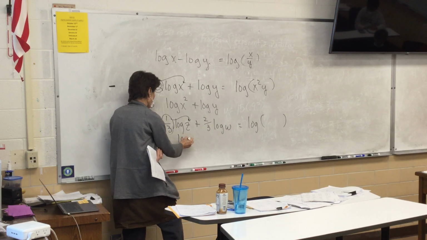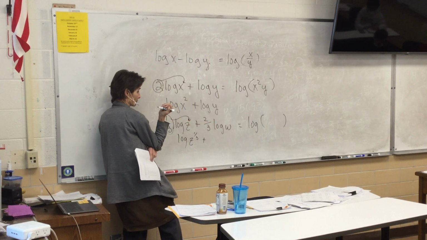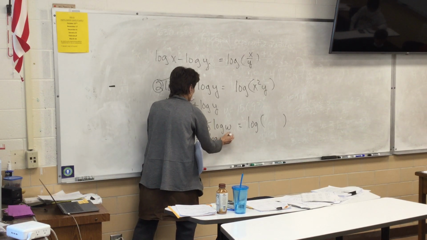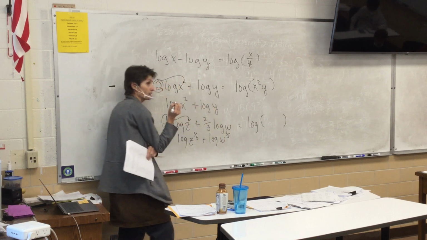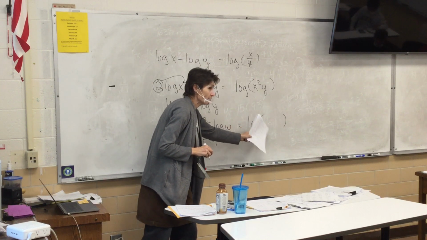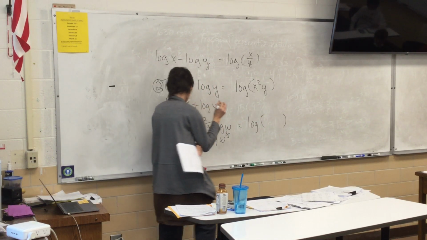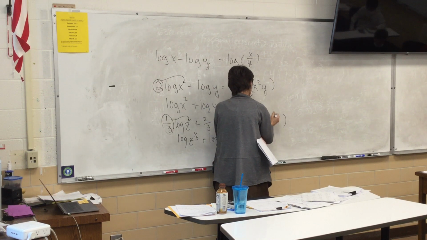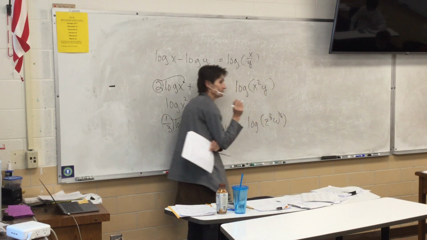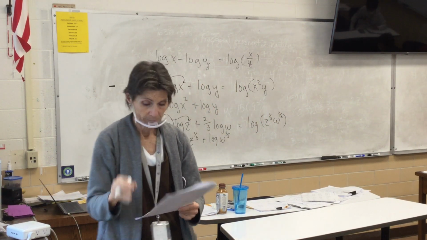So this is going to be the log of z to the 1/3 plus what? Log w 2/3. Yep. Now, since that's a plus, when I put these together, I'll put them together as a multiplication. So it'll be the log of z to the 1/3 w to the 2/3. Okay?